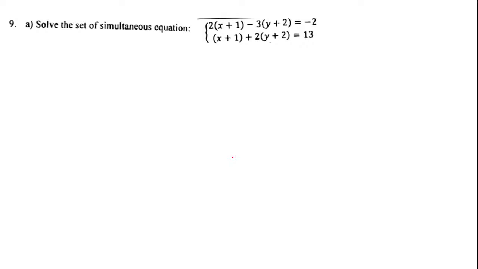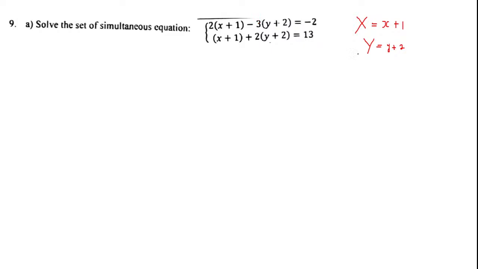So to solve this equation, you can start by letting capital X be equal to small x plus 1. Okay, so you can use this method. And what will you do with capital Y? You will let capital Y be equal to y plus 2. And from here you can solve the equation.